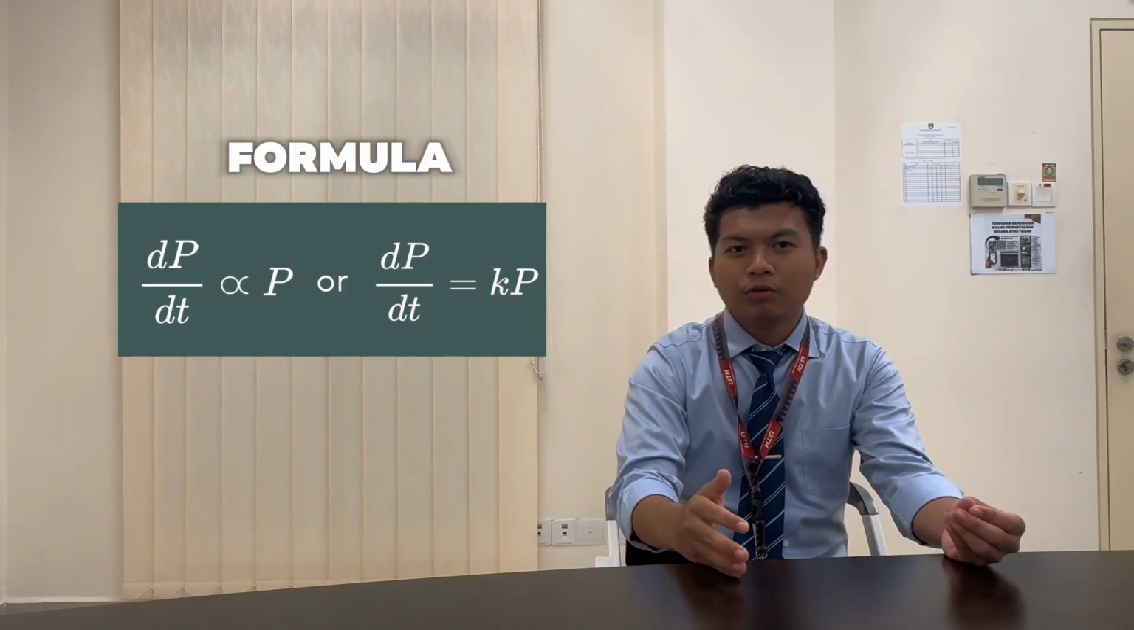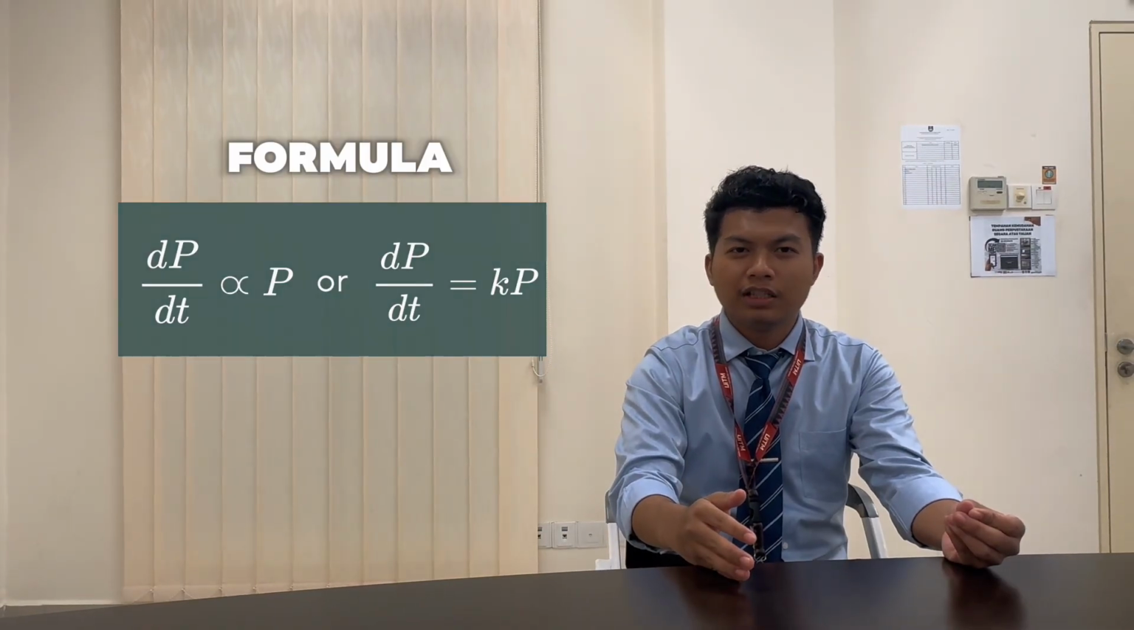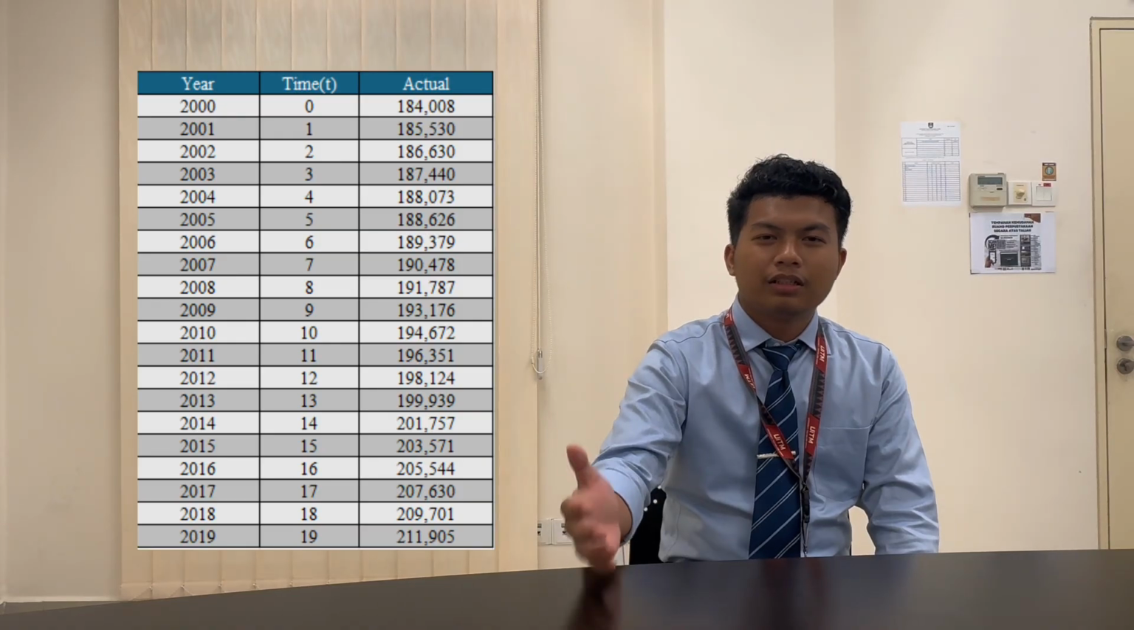Okay, the formula used is dP over dt directly proportional to P, or dP over dt is equal to kP. These are the table of the actual data and also the years. We assign the years from 2000 until 2019 by t, where t is starting from 0 until 19. So we will get 20 data.